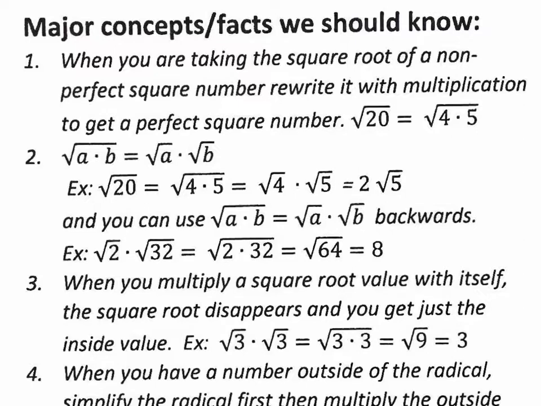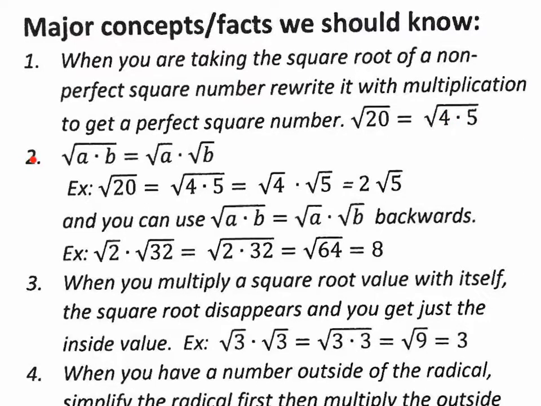So the first thing you need to know is that when you're taking the square root of a non-perfect square number, you need to rewrite it with multiplication to get a perfect square number, all right? Even before that, you need to know how to make a perfect square number list. So the square root of 20 is not a perfect square number. You rewrite it with multiplication to get a perfect square number, in this case, the number 4.